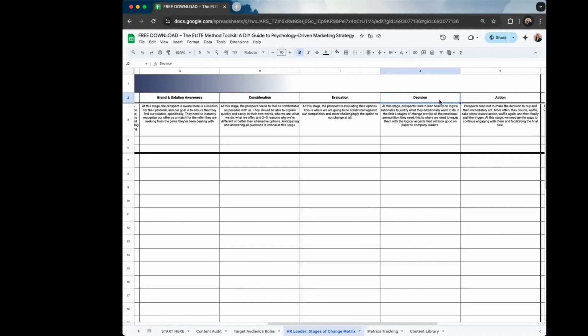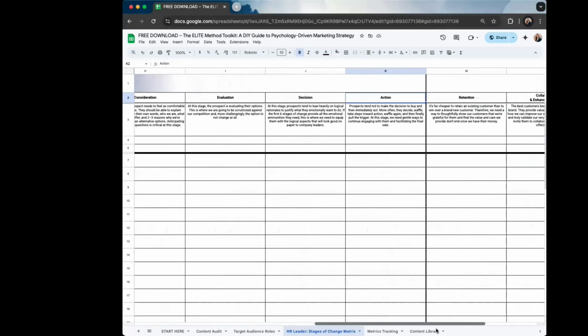Next, we have decision. At this stage, prospects tend to lean heavily on logical rationales to justify what they emotionally want to do. The first 6 stages of change provide all of the emotional ammunition they need. Then, this is where you equip them with the logical aspects that will look good on paper to company leaders. At the action stage, prospects tend not to make the decision to buy and then immediately act. More often, they decide, waffle, take steps toward action, waffle again, and then finally pull the trigger. At this stage, you need gentle ways to continue engaging with them and facilitating the final sale.